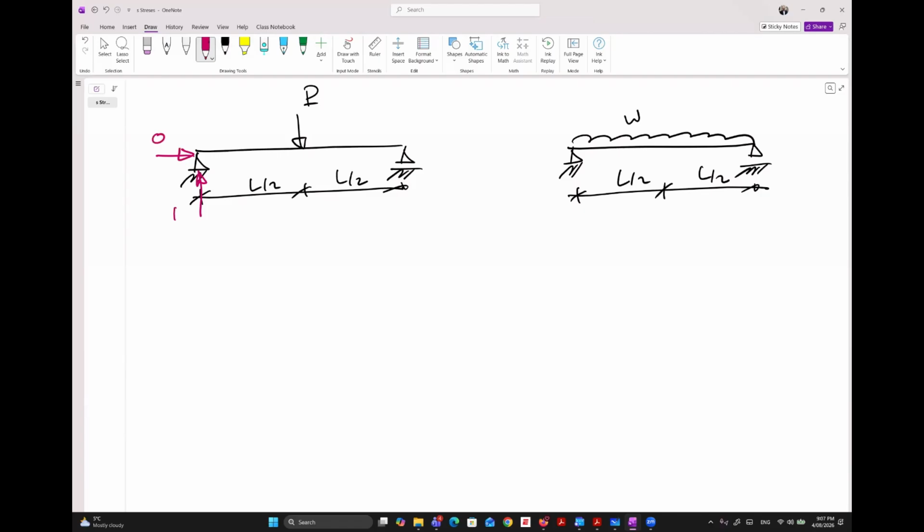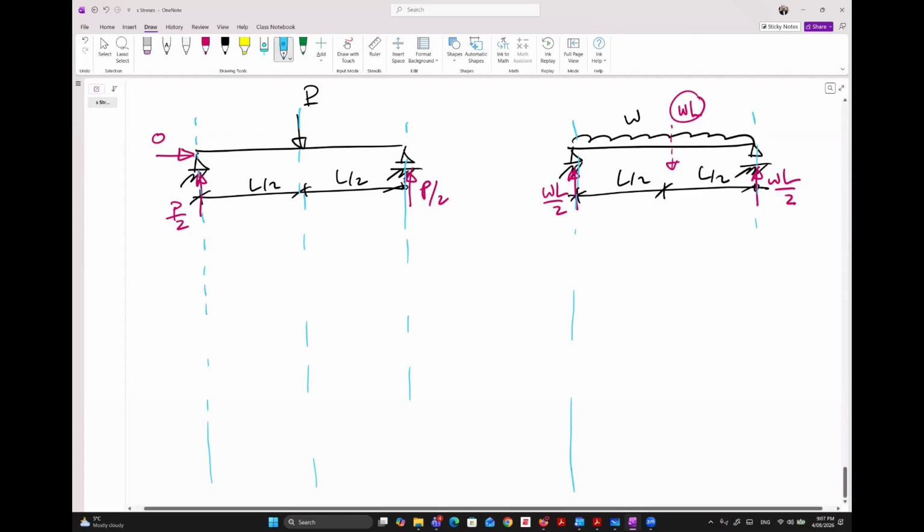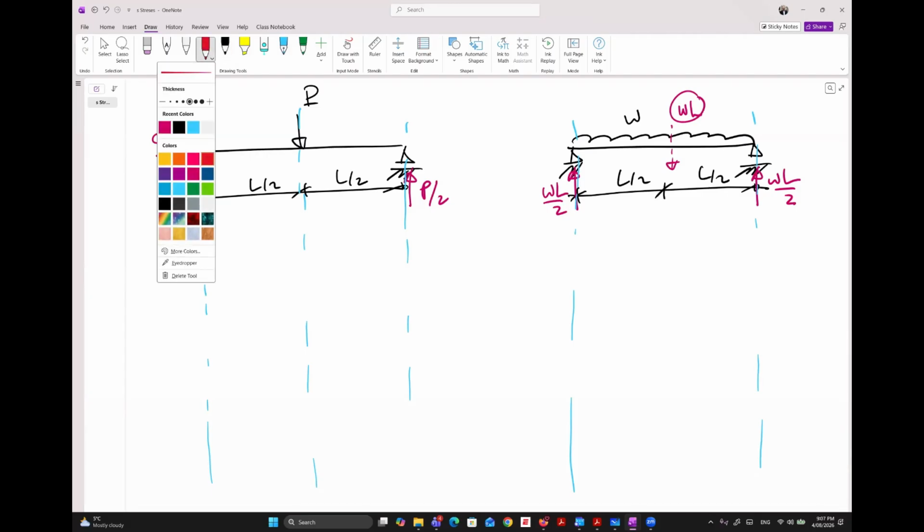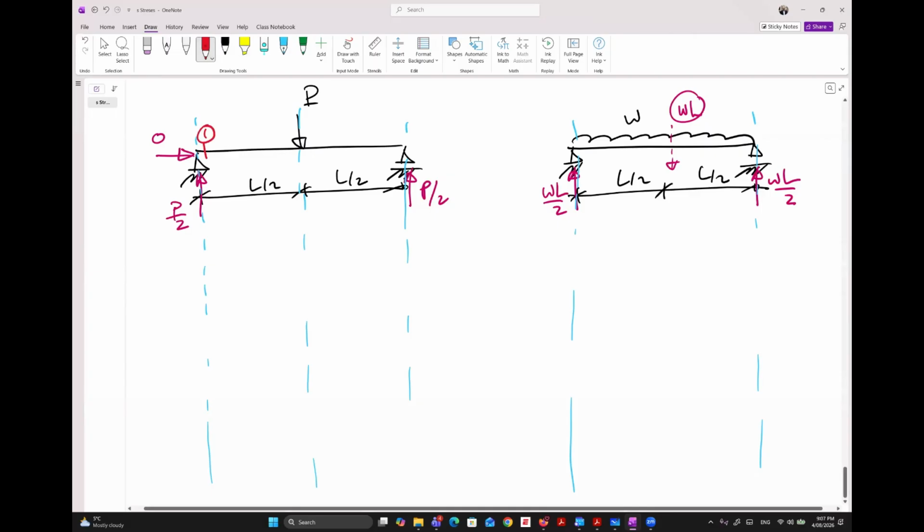So the reactions are WL over 2 and WL over 2, right? Here are the reactions because we have WL here in the middle. So we have some cuts here. Do you remember the cuts? Here and here. So we have cut number 1, cut number 2, cut number 3, cut number 4.